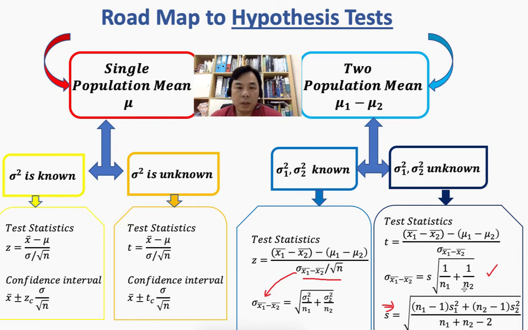Now I hope that gives you an overview of what you can expect in our next section. So in our next sections, we will look at examples in both two-population mean hypothesis testing. Right. So I hope this helped.